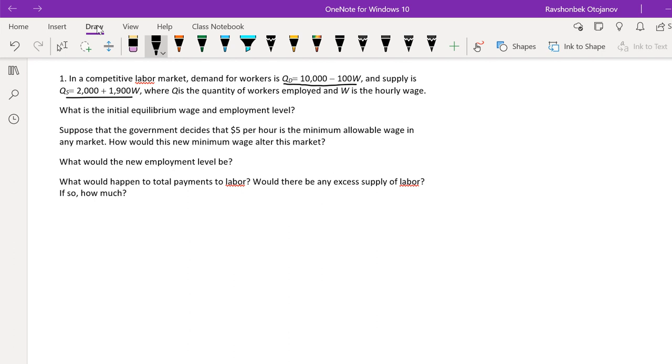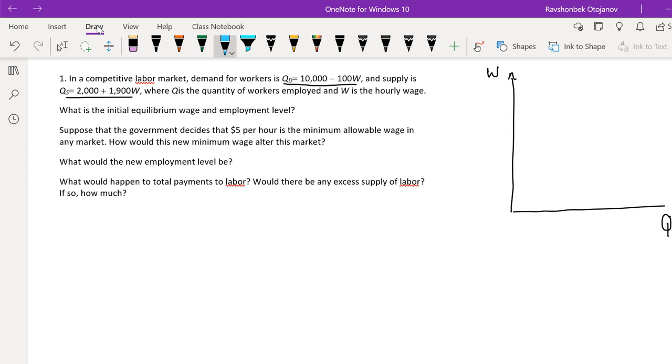So what is the initial equilibrium wage and employment level? Let's draw the demand and supply diagram. On the y-axis we have wage, and on the x-axis we have quantity of labor, which is basically the number of people. Let's put this as Q here because it's denoted as Q. I was going to say L, but that's Q there. I won't draw this schedule, but I will just sketch the demand and supply lines here.